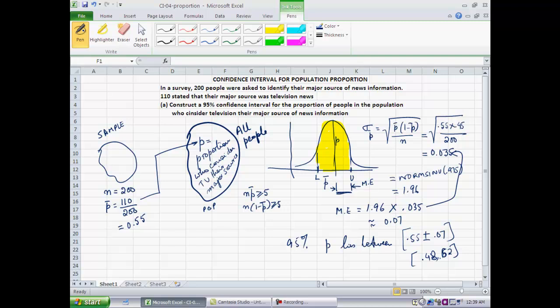So that's how you compute the confidence interval for a population proportion, and the basis for that calculation is that if the sample is large, then the sample proportion, in other words the sample statistic in this case, is normally distributed with a mean of p and a standard deviation of the square root of p-bar times 1 minus p-bar divided by n.